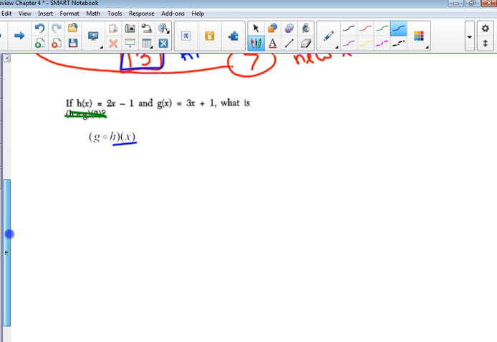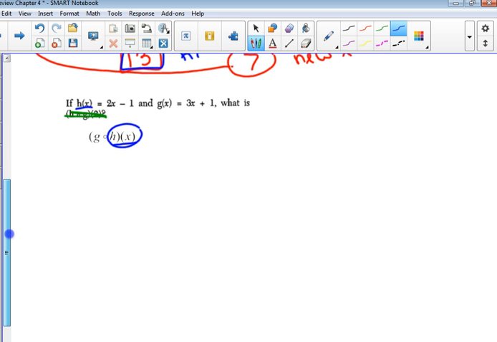Which one are you guys gonna start with here? H. H this time, good, because the H is closer with the X. You guys want to start with on the right side. So in the H function, you don't have something to plug in here. It's just H of X. So we need to figure out what is H of X.